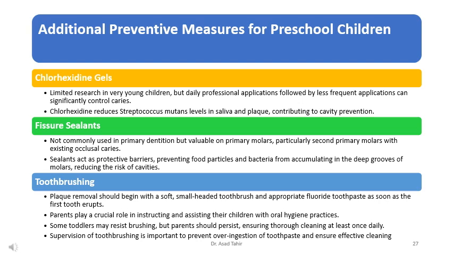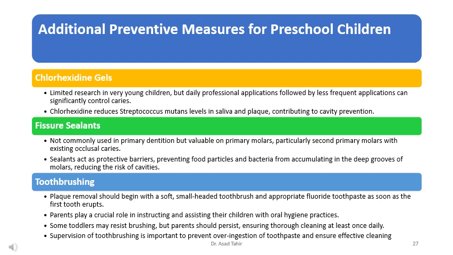Fissure sealants. Not commonly used in primary dentition but valuable on primary molars, particularly second primary molars with existing occlusal caries. Sealants act as protective barriers, preventing food particles and bacteria from accumulating in the deep grooves of molars, reducing the risk of cavities. Toothbrushing.